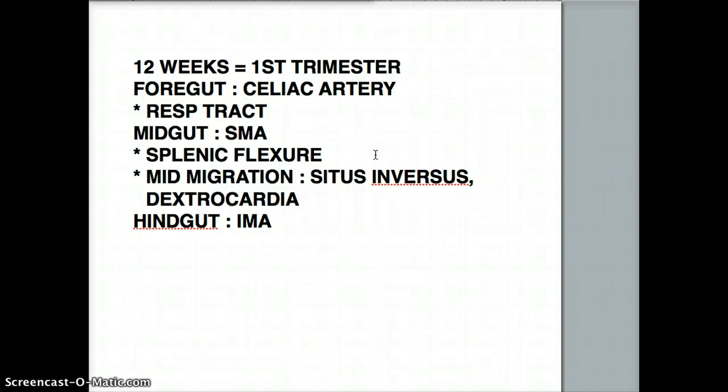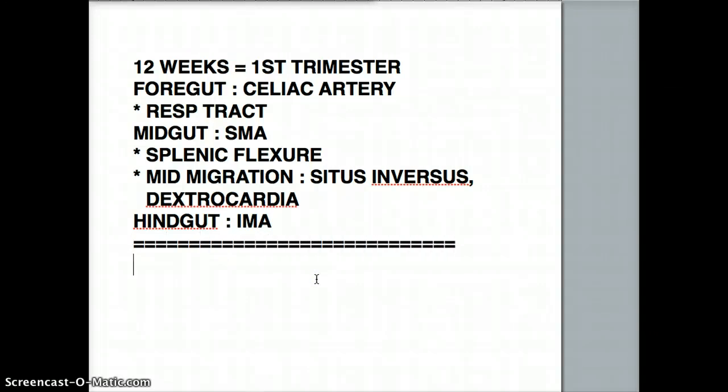And lastly, the hindgut, which is from the splenic flexure all the way to the anus. And again, like I said, it has that association with the splenic flexure and the ischemic infarcts related to the splenic flexure. Now, something I have not mentioned yet is the amniotic fluid and the GI tract. Where does the amniotic fluid come from in a child? It has a lot to do with embryology. It has a lot to do with GI.